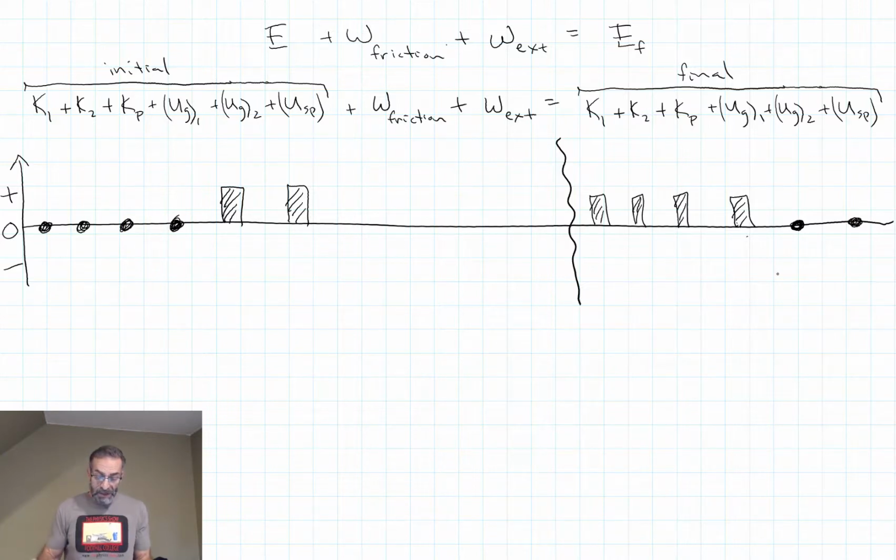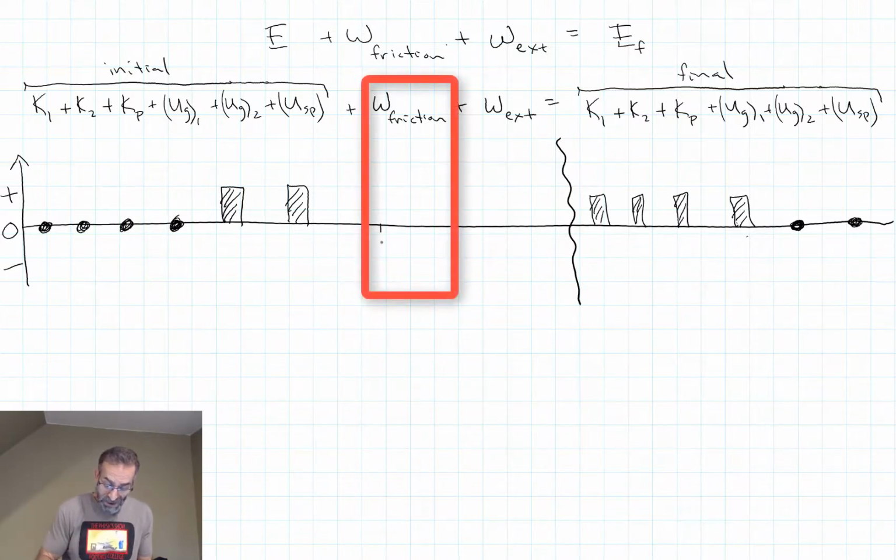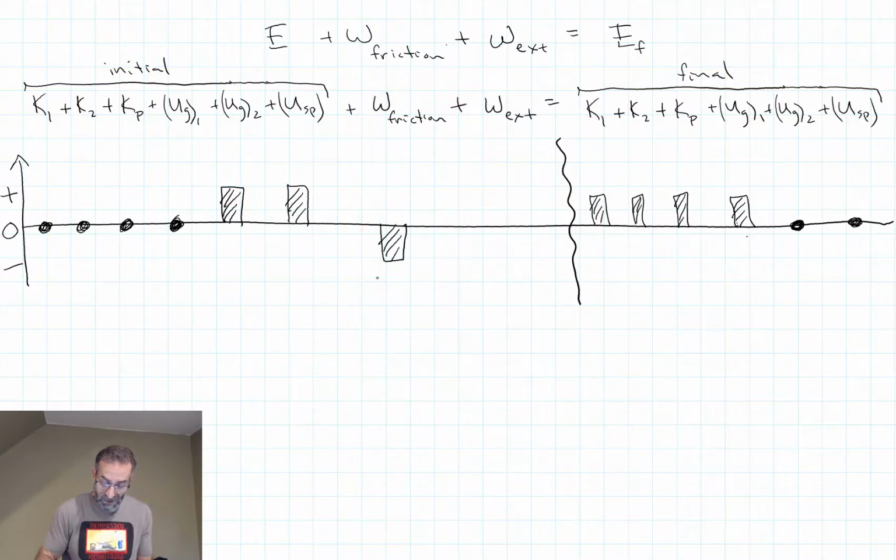Do we have friction in our problem? Yes, we have one friction force acting on M1. If both masses were sliding on the surface, we'd have two friction forces to account for, but we only have one. Work done by friction is going to be some negative amount of work here. And we have one external force reaching into our system, and is it doing positive work or negative work on our system?